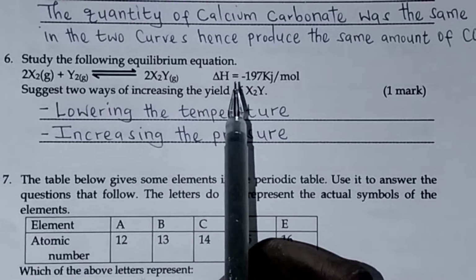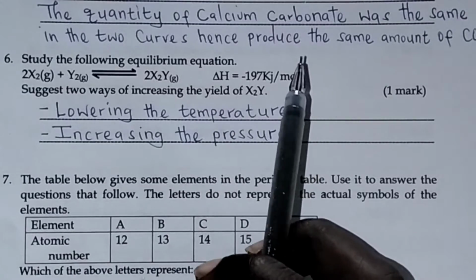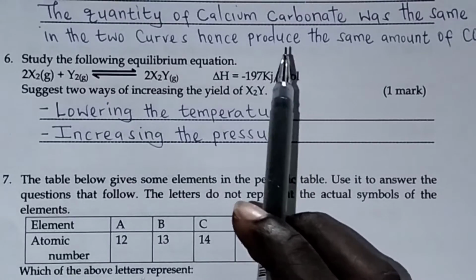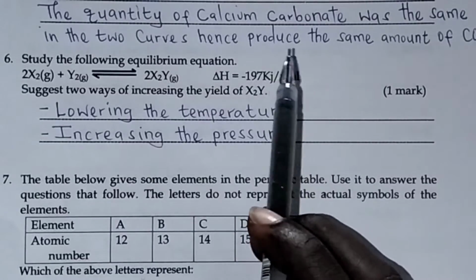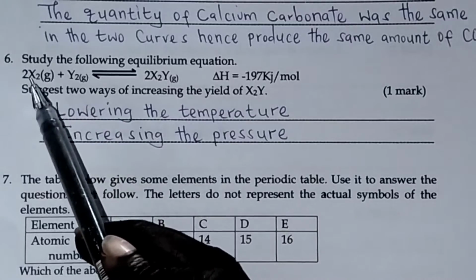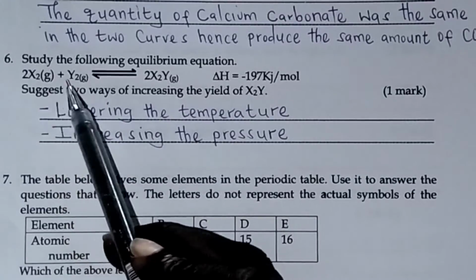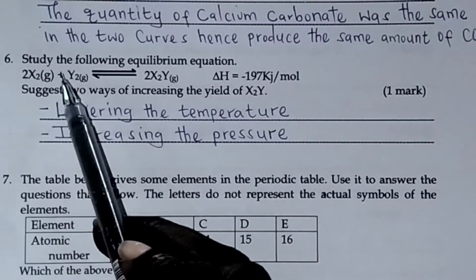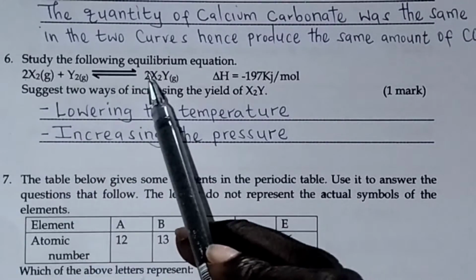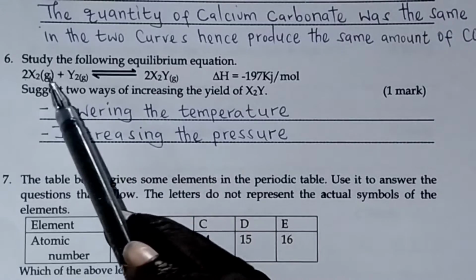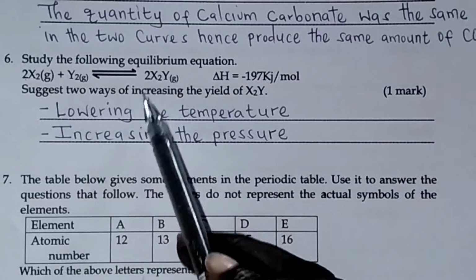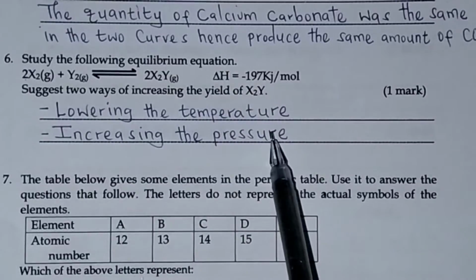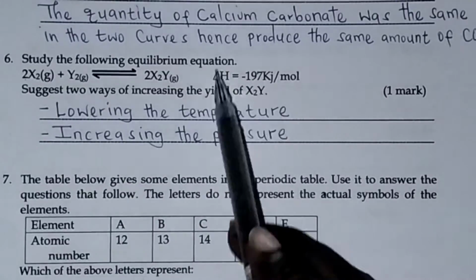Number 2, the second factor that we can see here is pressure, because all of these are gases. Remember we said pressure affects equilibriums or reactions which are dealing with gases only. So increasing pressure, we said, favors the side with fewer molecules. Here we have 2, and here we have 1. That's 3. And on the product side, we have only 2. So if we increase the pressure, it favors the forward reaction, or the yield of X2Y. So increasing the pressure is another way of increasing the yield of X2Y.